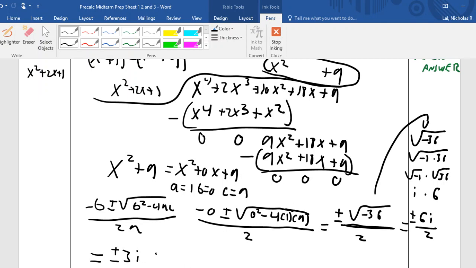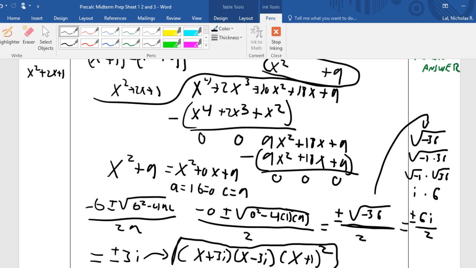So when you have other zeros of plus or minus 3i, then your other factors are x plus 3i and x minus 3i, and of course we have that factor of x, x plus 1 squared. That's how we get this solution without multiple choice.